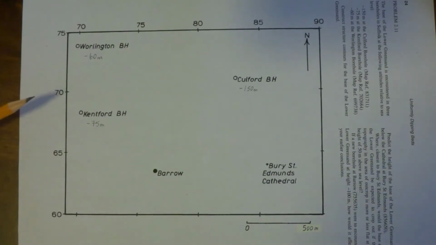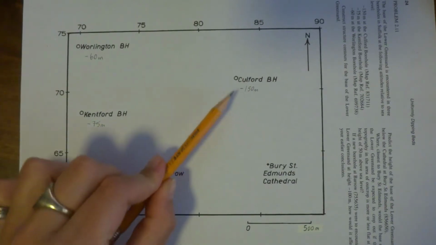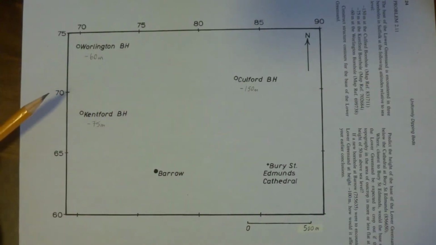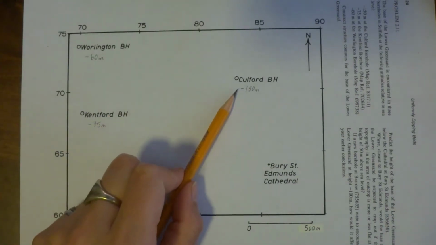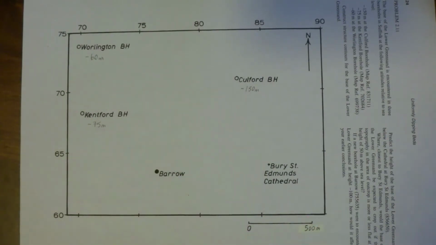In this example, we have the base of the lower greensand unit measured at different elevations in three different boreholes. In the Worlington borehole, the unit intersects the borehole at minus 60 meters below sea level. At the Kentford borehole, the unit intersects at minus 75 meters below sea level. And at the Culford borehole, the unit intersects at minus 150 meters below sea level. We have a scale bar given here of 0 to 500 meters.